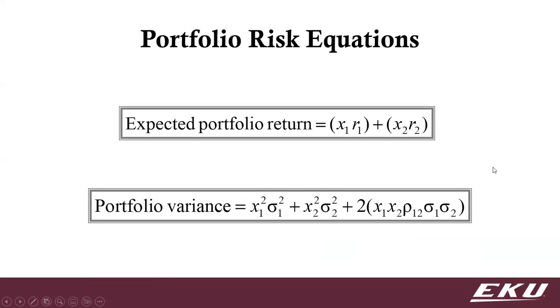So the 2 equations that we're going to focus on are expected return and the variance. The expected return is the weight times the return of one plus the weight times the return of the other one. By combining those, that gives you the expected return for your portfolio as a whole. And for the variance, this is just that variance-covariance matrix. So the weight squared of 1 times its variance, the weight squared of 2 times its variance, plus 2 times that covariance piece.